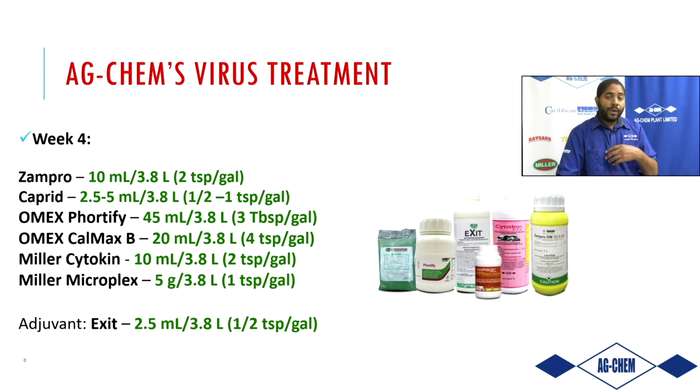because we have flowers, we have fruits, we'll come in with our Calmax B, which is very high in calcium as well as boron. The calcium to help with our flower and fruit development, boron for fruit morphology as well as flower morphology and development. Our Miller cytokine once again to help also push the production, and our Microplex once again.